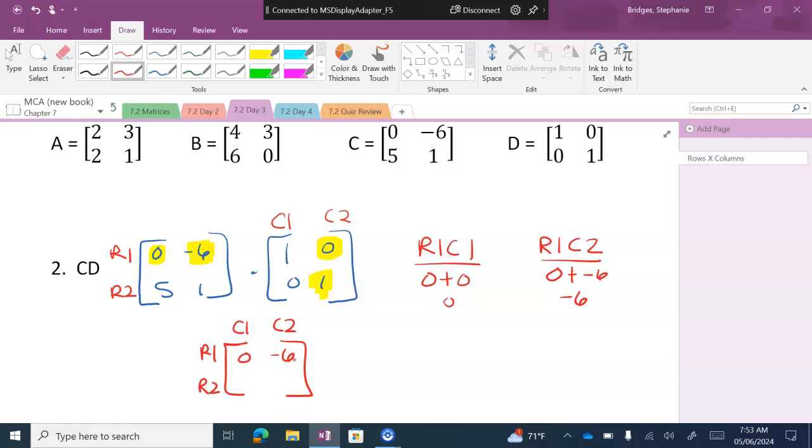Now repeat the process. Go ahead and do row 2 by column 1 and column 2, and let's see what we get. Remember, you go across and down. Across with your left, down with your right, if you're using your fingers to help keep things straight.